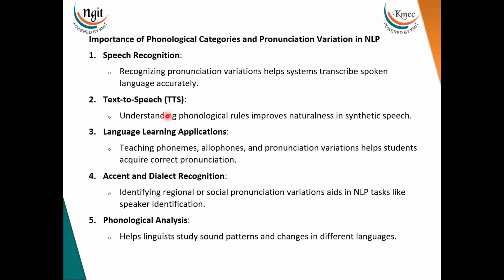Then text to speech. Understanding phonological rules improves naturalness in synthetic speech. Absolutely, right? Language learning applications. Teaching phonemes, allophones, and pronunciation variations helps students acquire correct pronunciation. Accent and dialect recognition. Identifying regional or social pronunciation variations aids in NLP tasks like speaker identification. Next is phonological analysis. It helps linguists study sound patterns and changes in different languages. So these are all the importances of phonological categories and pronunciation variations in NLP.